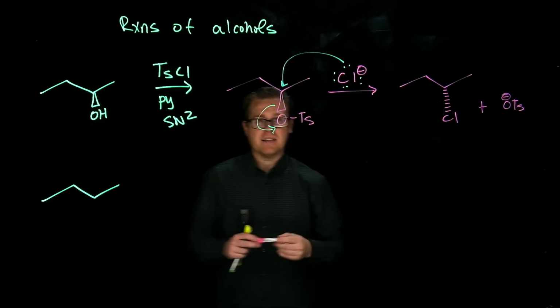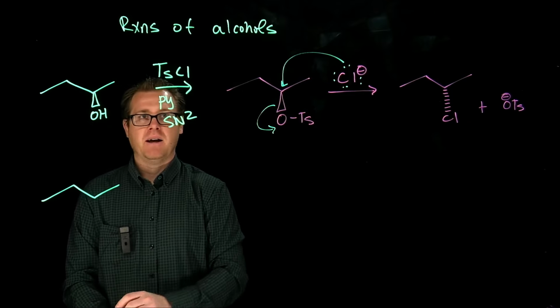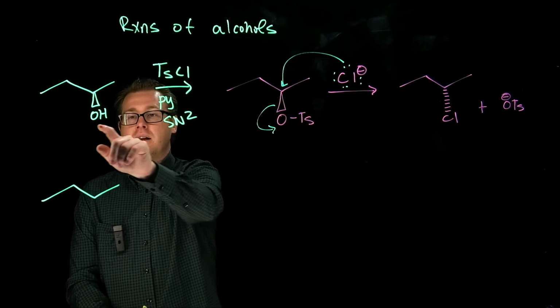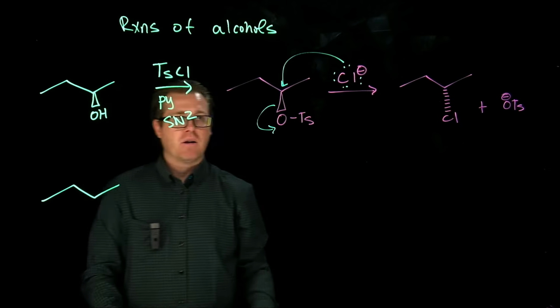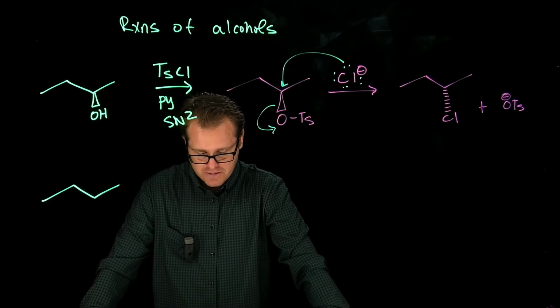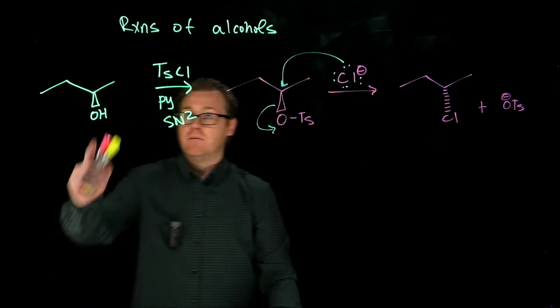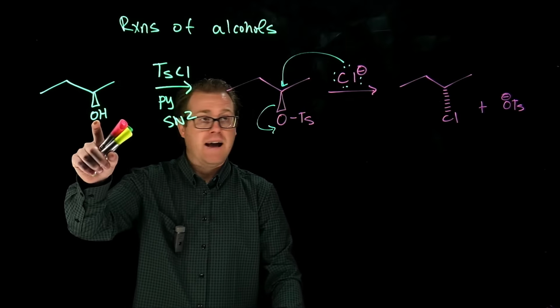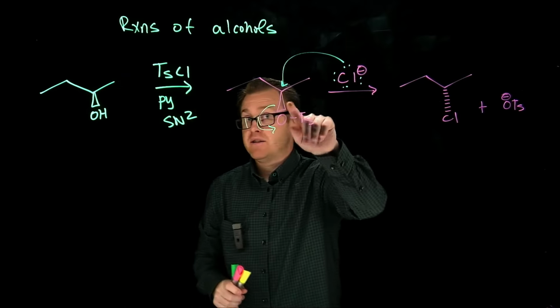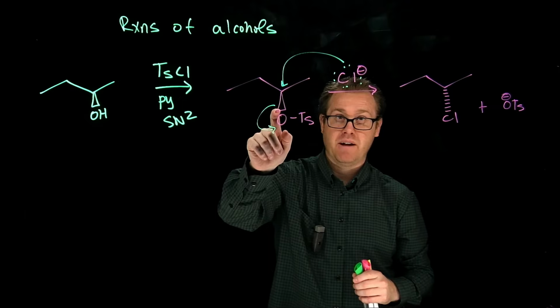Okay. That's the better way of talking about it. Tosyl chloride converts our alcohols into good leaving groups. But look at what happens here. When you put the tosyl group onto the alcohol, do you see how the stereocenter was not affected? It stays a wedge.